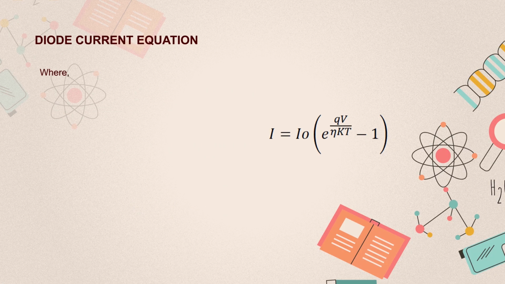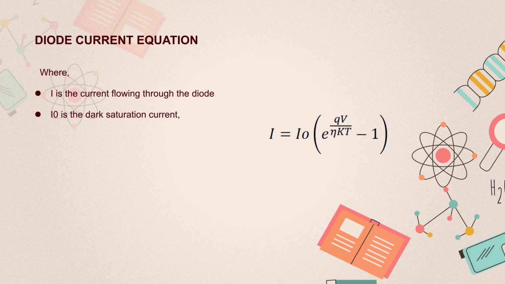Now, in equation 1, I is the current flowing through the diode. It is the main current flowing; in the forward bias condition this current is the actual rated current flowing through the diode from anode to cathode, and when it is reverse biased, it is the amount of current flowing in the form of leakage current. I naught is the dark saturation current. We will discuss this in detail in future.